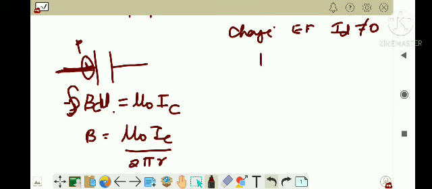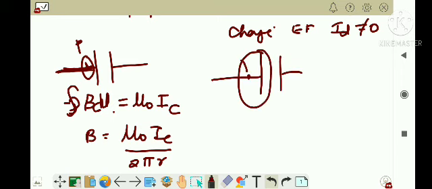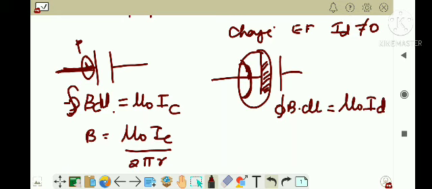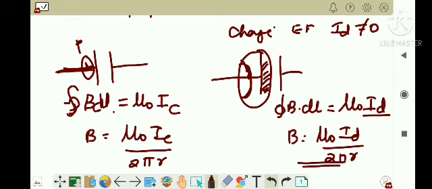Now in the second case it was like this, right? The point was here itself, but my Amperian loop was like here, and the P was inside the hole like this. So I'm going to consider inside of the capacitor. So integral B dot dl is equal to mu 0 I_d, because inside the capacitor it is displacement current. So B is equal to mu 0 I_d by 2 pi r. So there is a magnetic field at the point P, right?